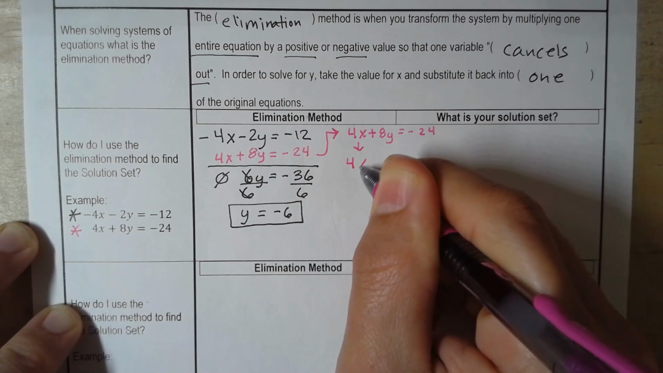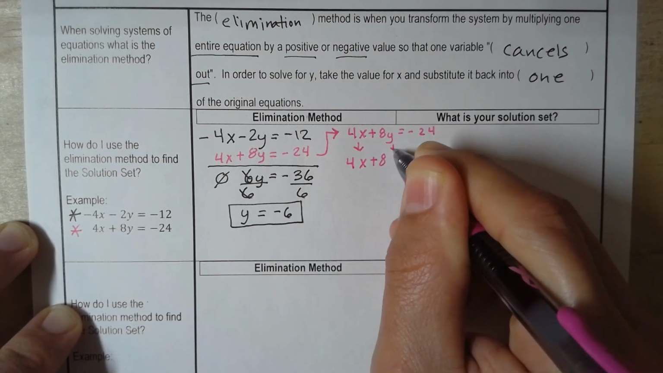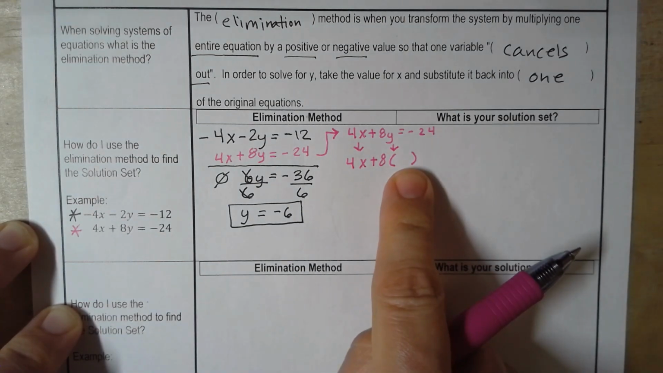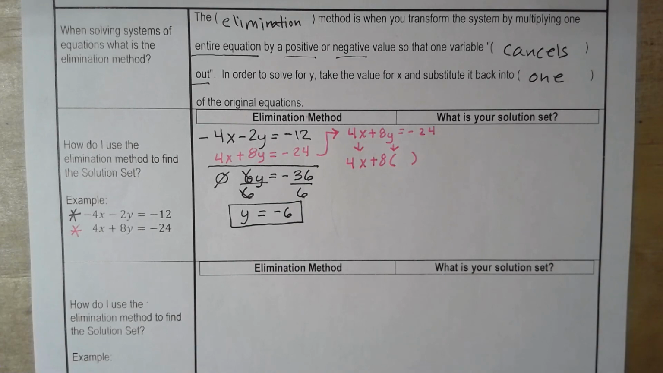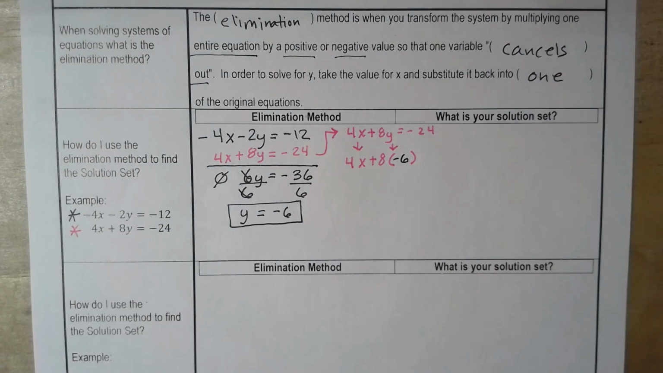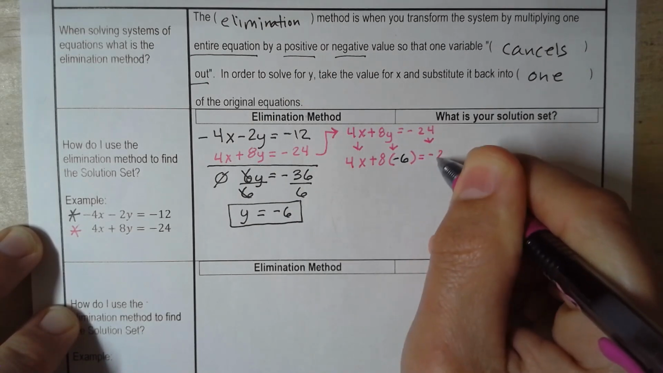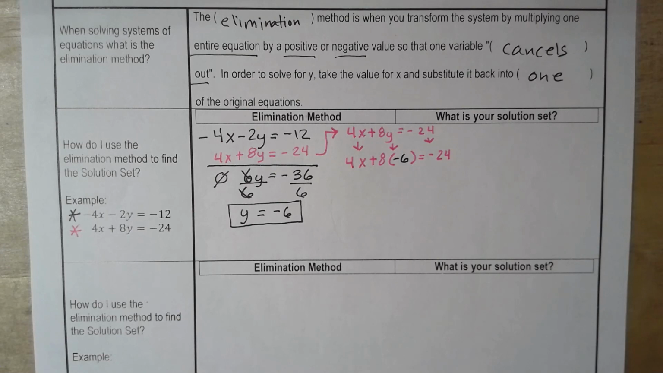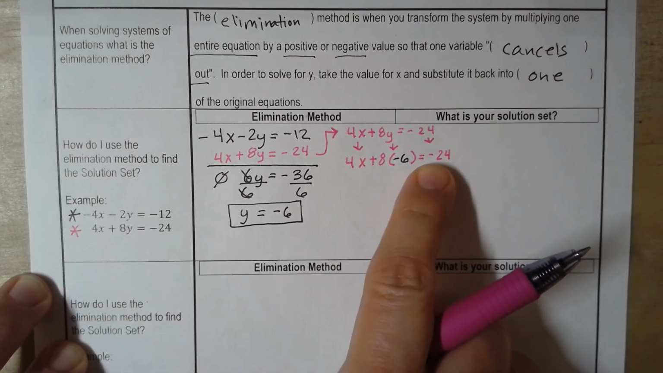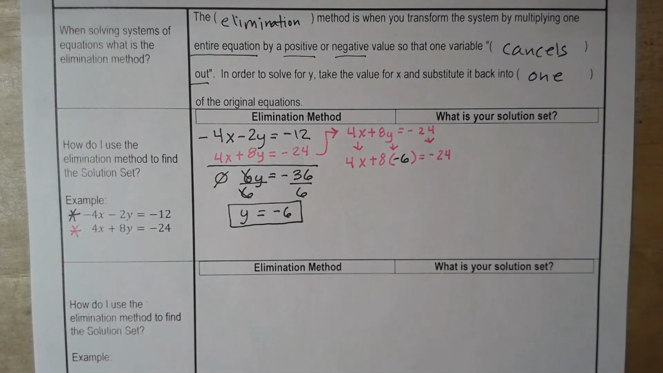I actually have 4x plus 8, but instead of putting the y, I'm going to put a set of parentheses because we solved for y. We know what y is. Y is actually negative 6. So I'm going to go ahead and write my negative 6 inside of here. And then I'm going to bring down my equal sign and negative 24. Okay, so now notice we only have one variable. So really this is just a multi-step equation. And once we solve it, we'll know what the value of x is. So let's go ahead and do that.